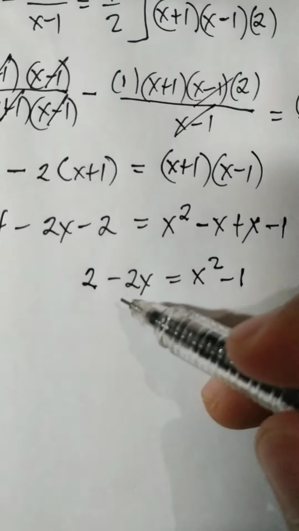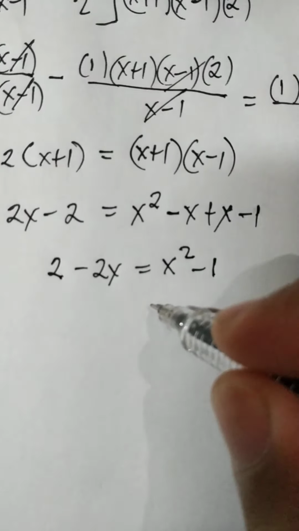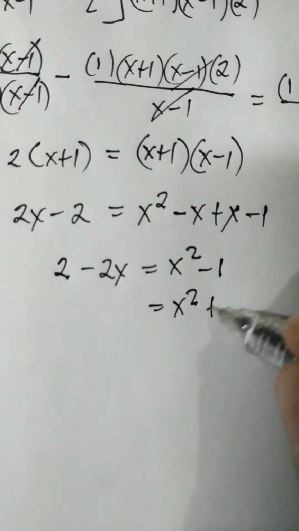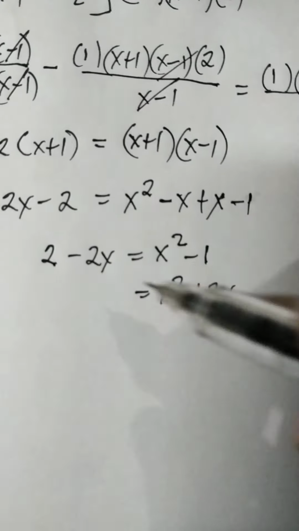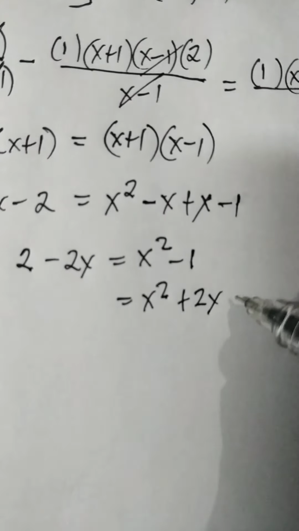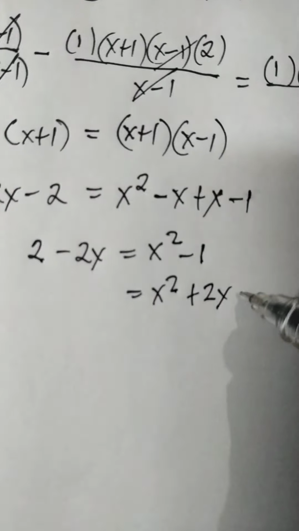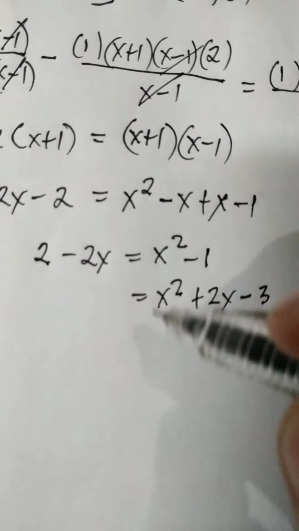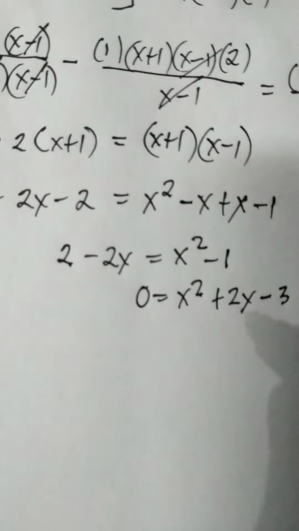So, we transfer everything here. What remains will be x squared. Bring over 2x, so plus 2x. Bring over 2 here. So, that will be negative 1 minus 2. So, that is minus 3. What remains here is 0.